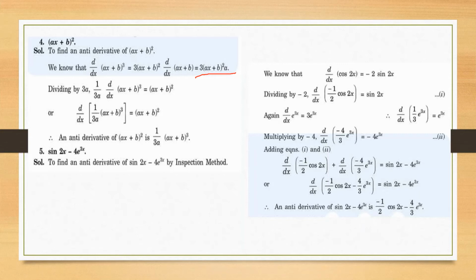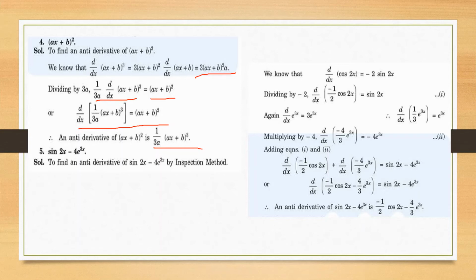So I'll get 1 by 3a d/dx of (ax + b) whole cube is equal to (ax + b) whole square, taking it inside the bracket. So d/dx of (1/3a)(ax + b) whole cube equals (ax + b) whole square, right? In an examination, it is not required that you follow this method. You have to choose for yourself. We are just discussing it as it is asked in an exercise like this.